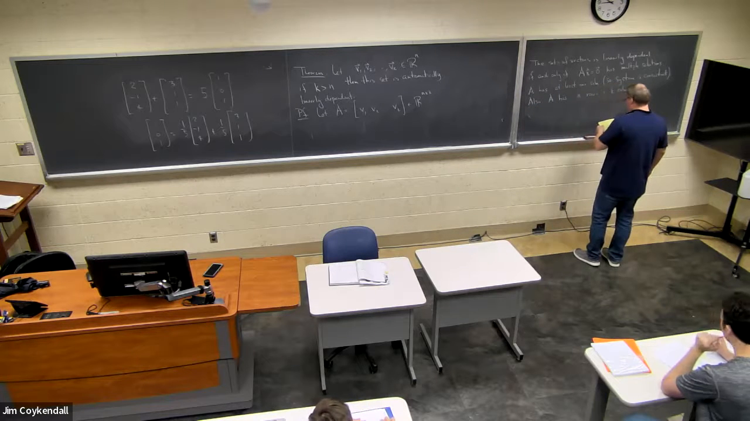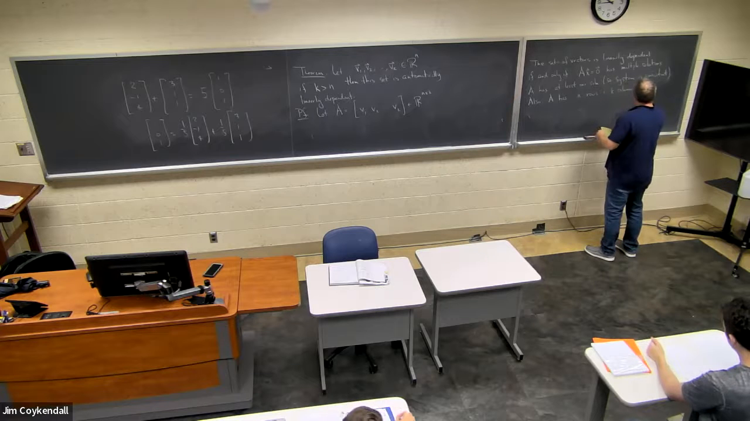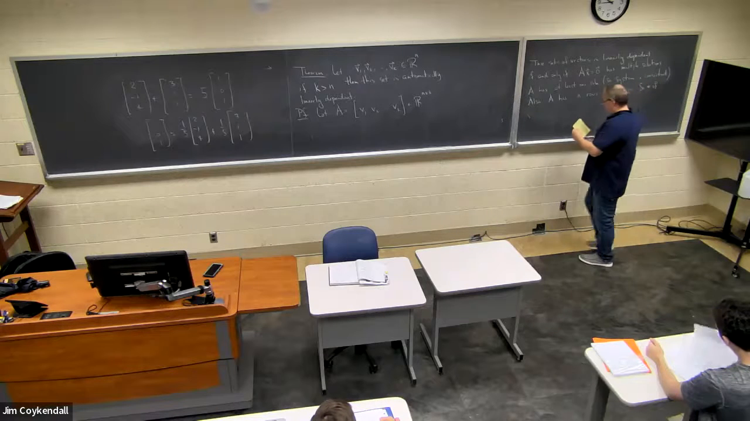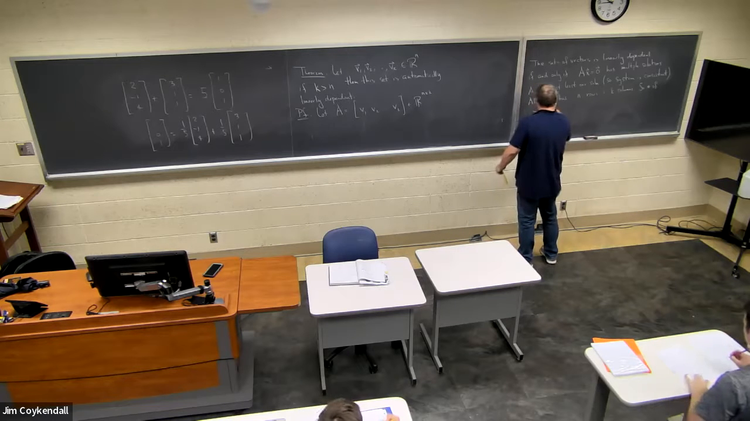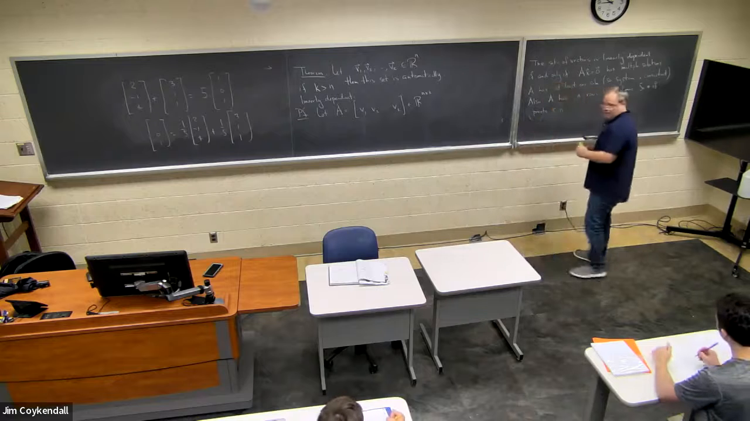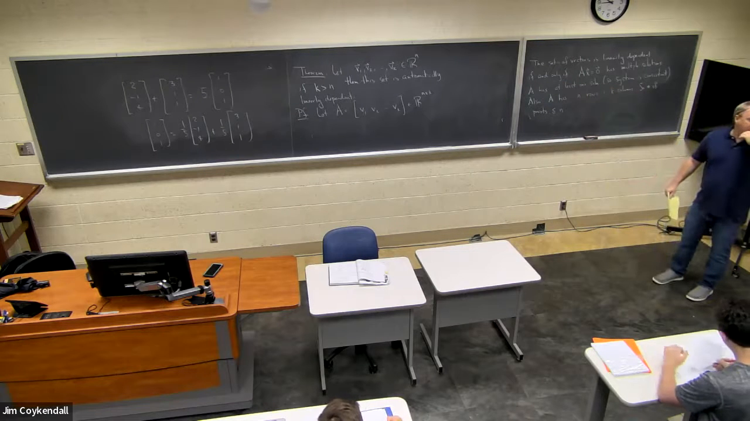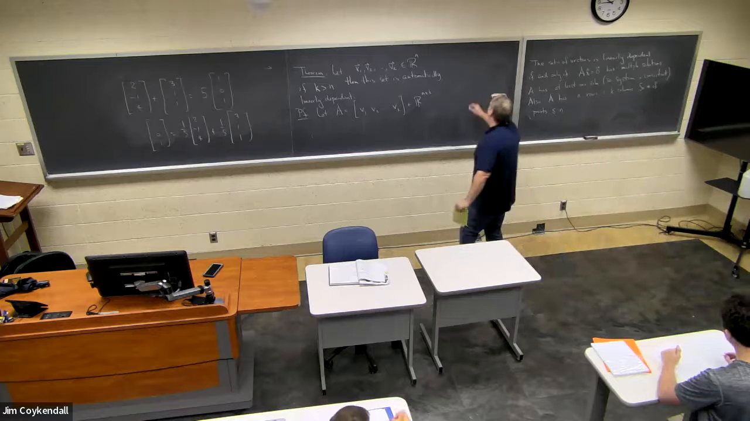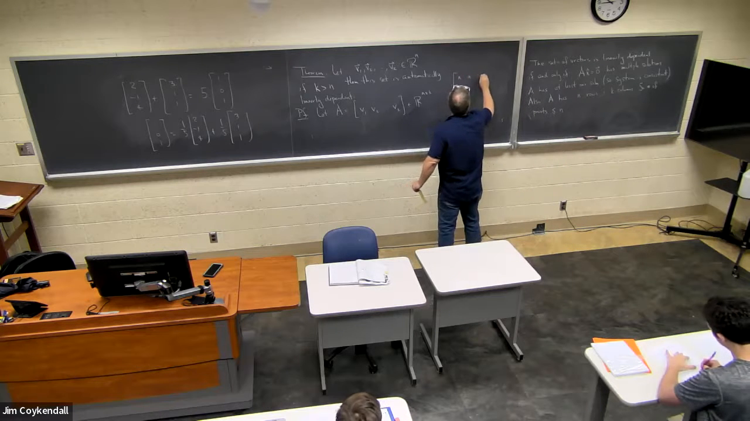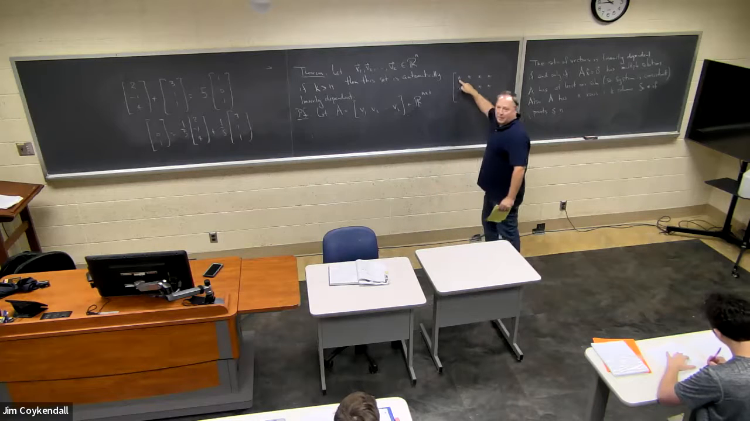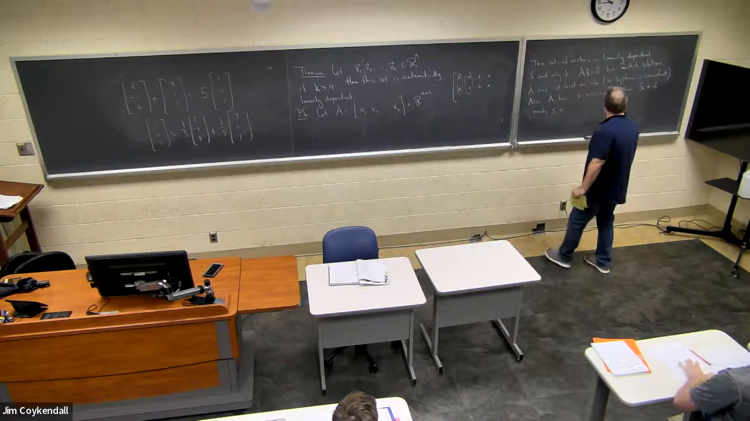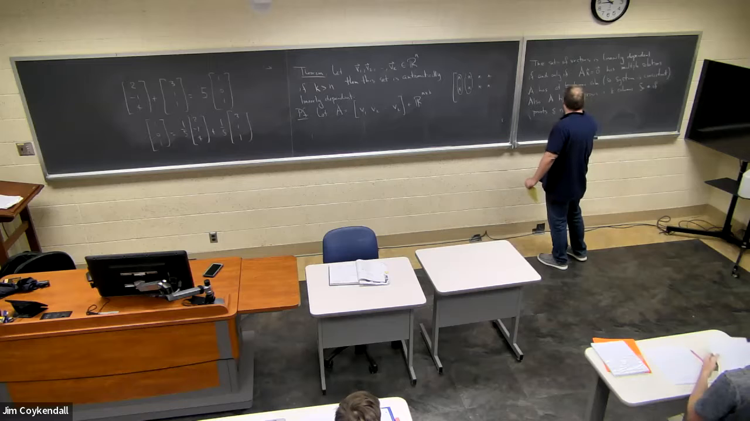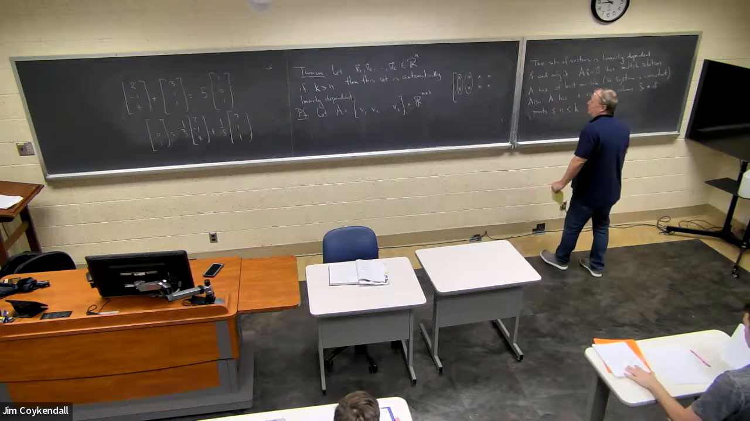So let me put it this way. The number of pivots is at most n, because you can't have any more pivots than the number of rows. Do I agree with that? So if I have a matrix like this, the number of pivot columns can't be any more than the number of rows. There we go. So now I can explain. The number of pivots is no more than n, which is less than k, which is the number of columns.